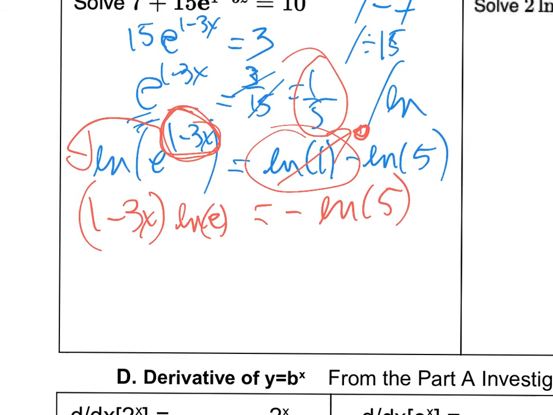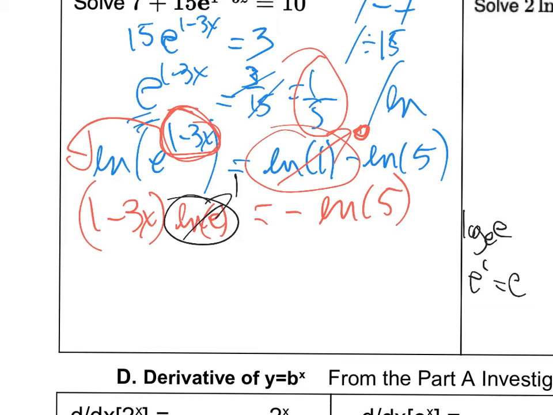So what do I have to do? Then I have to recognize this. What's the ln of e? Remember, what does that mean? I'll write it over here. That means the log of e to the base e. So what exponent do I put on e to get e? Well, e to the 1 equals e. So that's automatically worth 1. So now I just have 1 minus 3x.